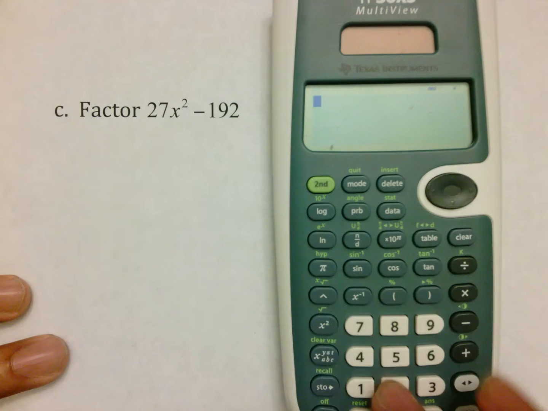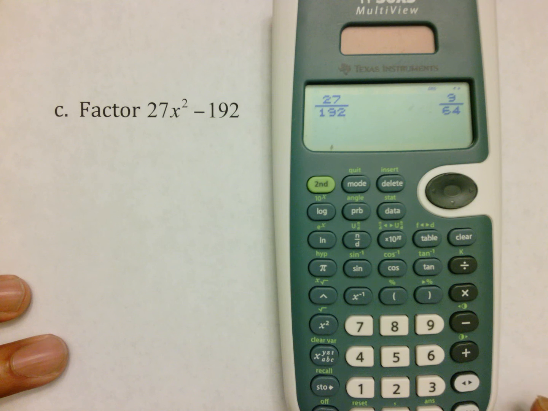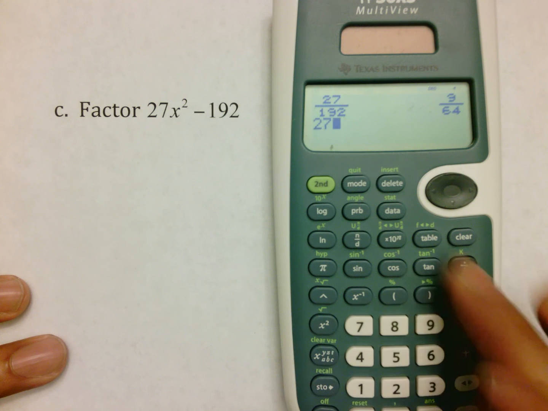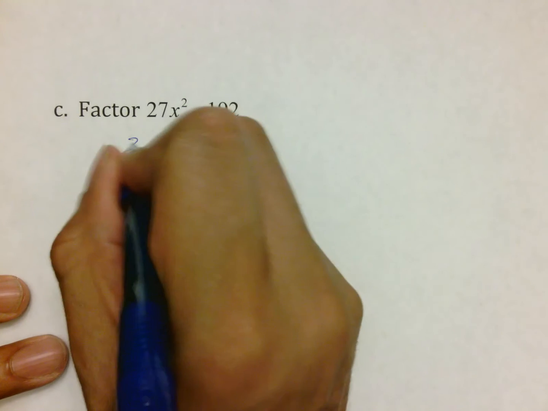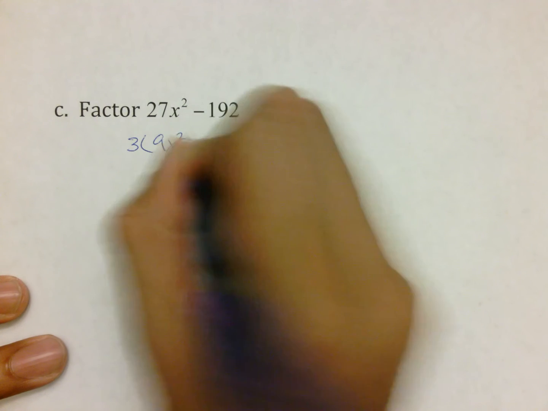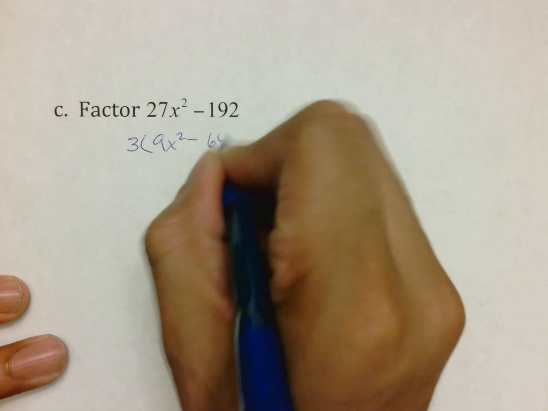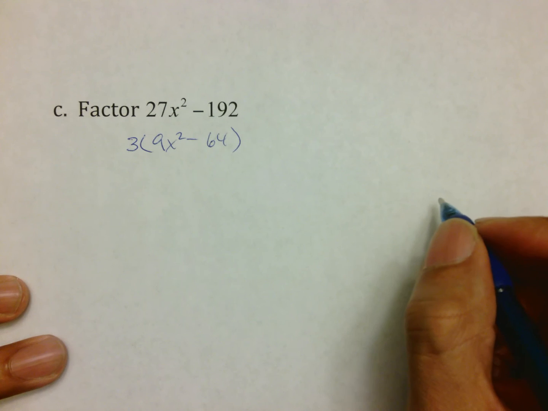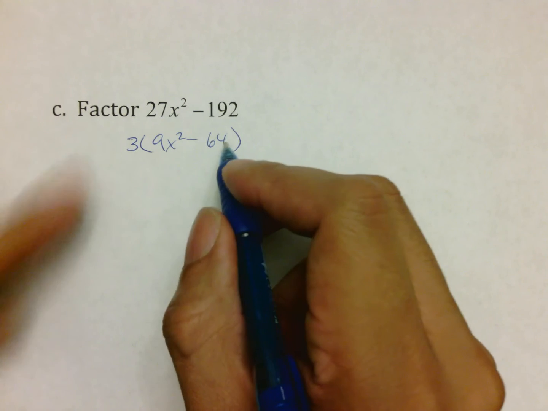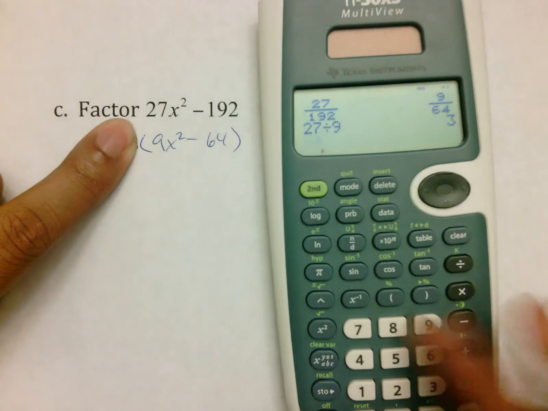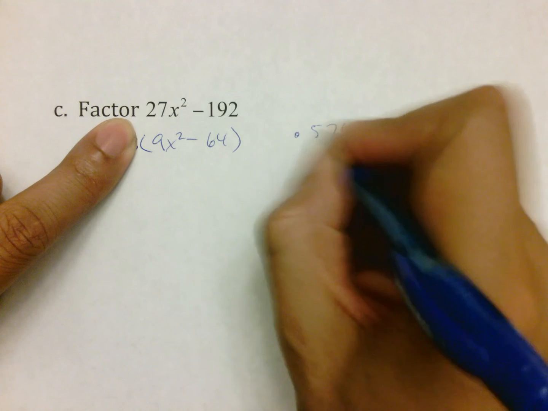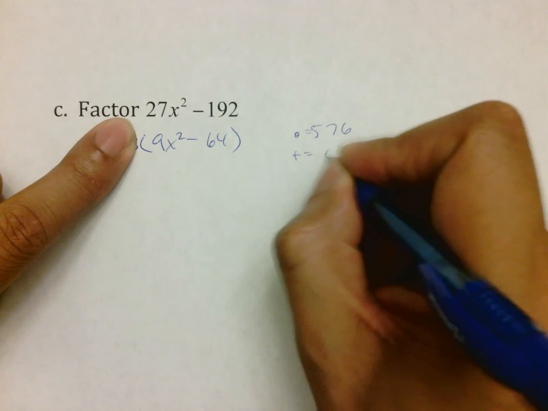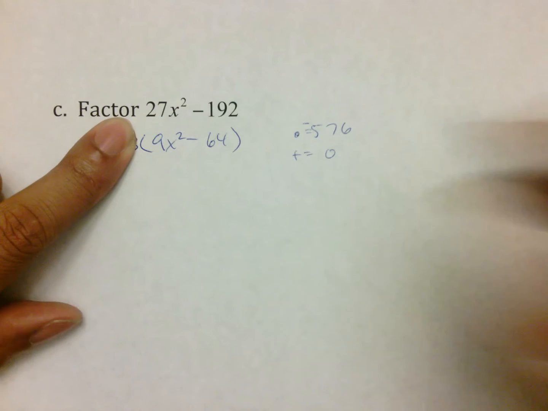So if I were you on this, I would do 27 over 192 equals. And then the trick that I showed you was to do 27 divided by 9, because it obviously goes, which tells me I can actually pull out a 3 and turn this into 9x squared minus, I believe, 64. From there, I would do the work, again ignoring the 3. 9 times 64 is 576. And again, adding to be 0, I'm sorry, negative 576 and adding to be 0.